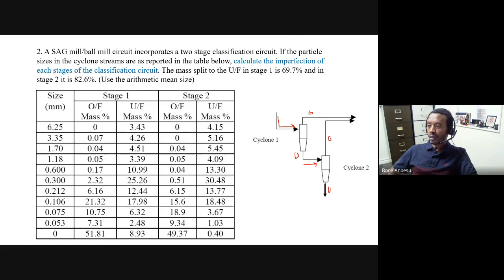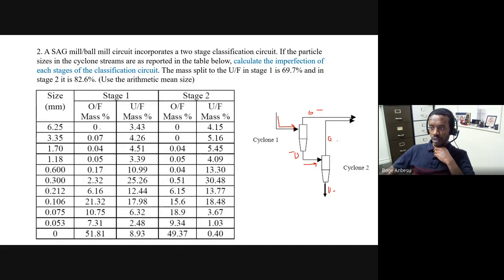So what is given in this table are samples and the corresponding particle size distribution. For the whole stage, overflow and underflow represent this one and this one. So we take samples and do particle size distribution on them to determine those. And for stage 2, this is the feed. We take samples from the underflow and overflow and determine particle size distribution for them also. So you're being given particle size distribution for overflows and underflows.